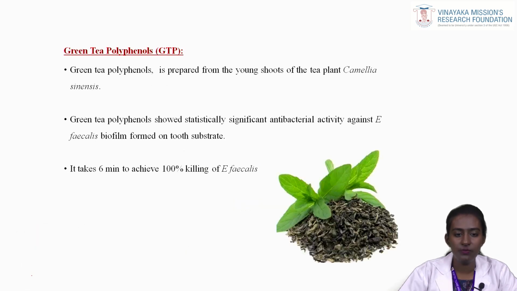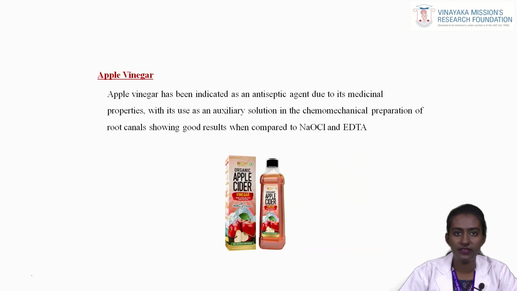Next is the green tea polyphenols. This is prepared from the young shoots of the tea plant called Camellia sinensis. This shows a statistically significant antimicrobial effect against E. faecalis. It takes 6 minutes to achieve 100% killing of E. faecalis.